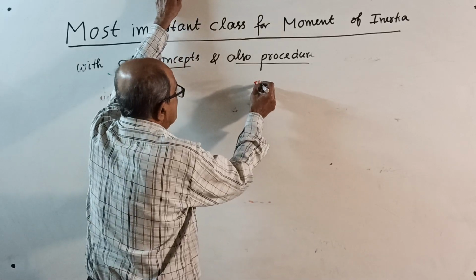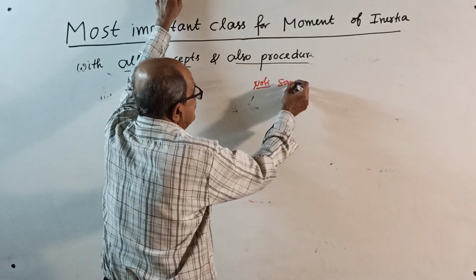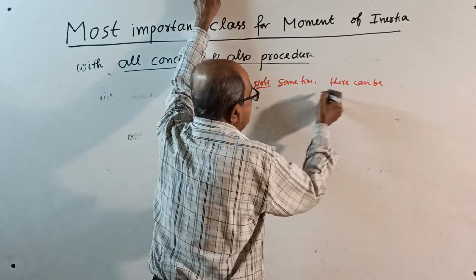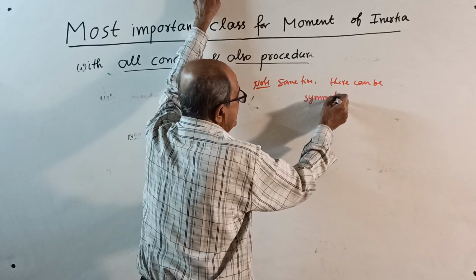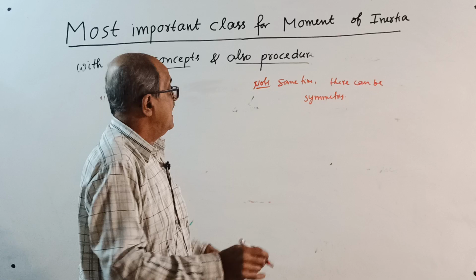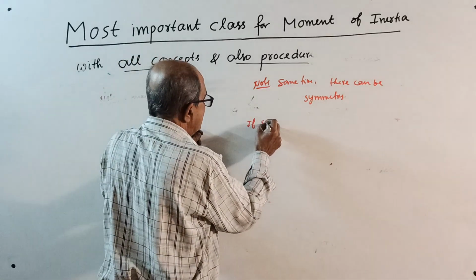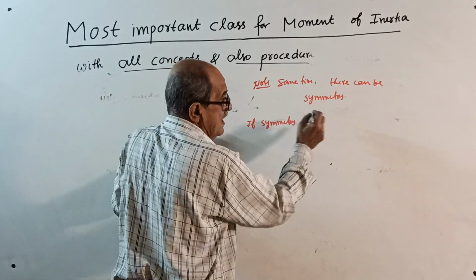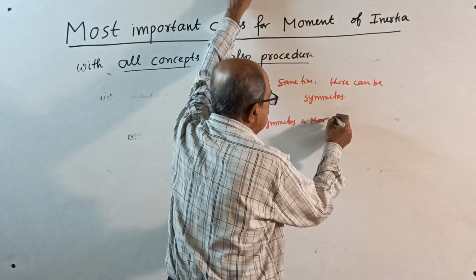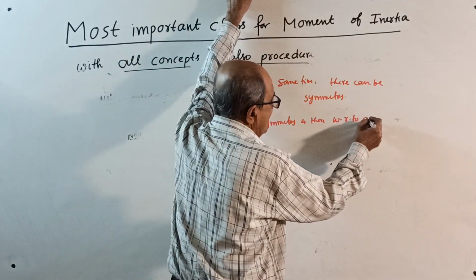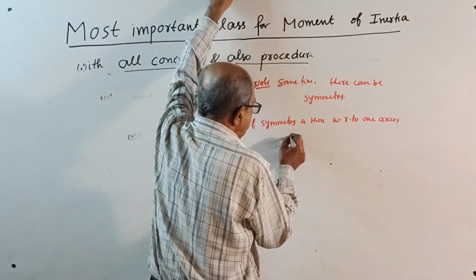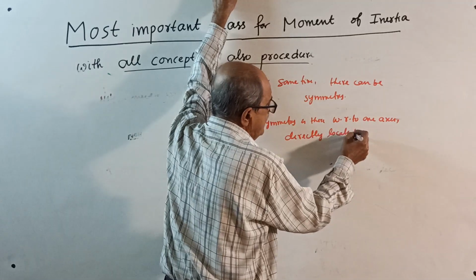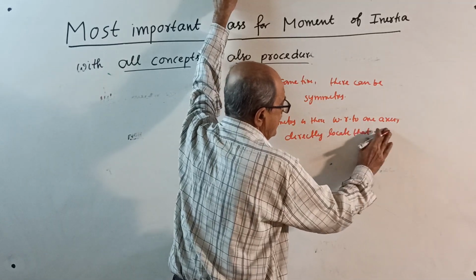Sometimes there can be symmetry. If symmetry is there with respect to one axis, directly locate that axis.